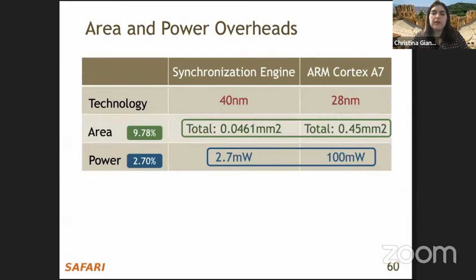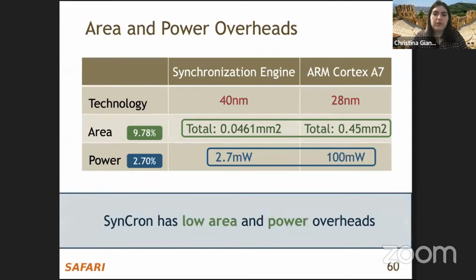And finally, we calculate the hardware cost of the proposed synchronization engine using Aladdin. And we find that even with a larger technology node, the synchronization engine has much lower area and power costs compared to a general purpose in-order ARM Cortex-A7 core. Therefore, we conclude that our proposed hardware synchronization unit has very low area and power overheads to be integrated into the compute die of an NDP unit.